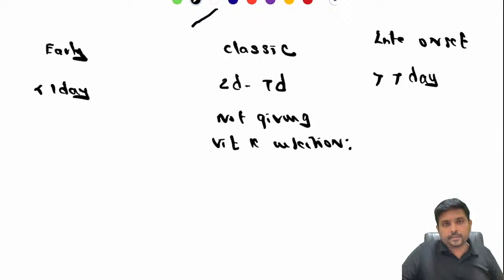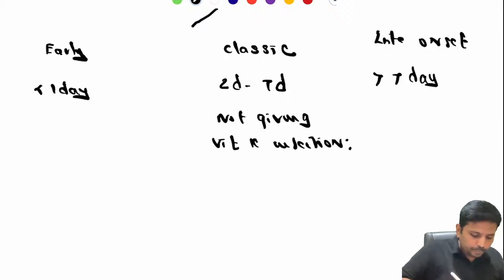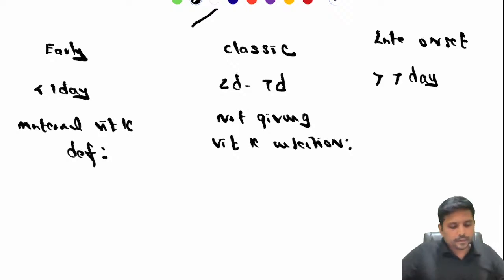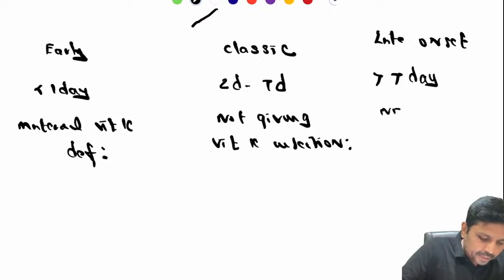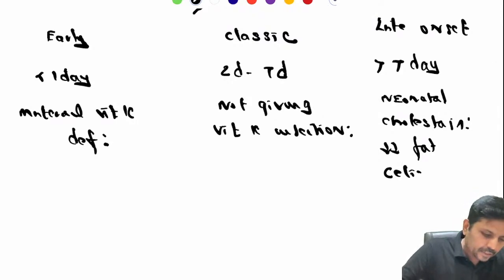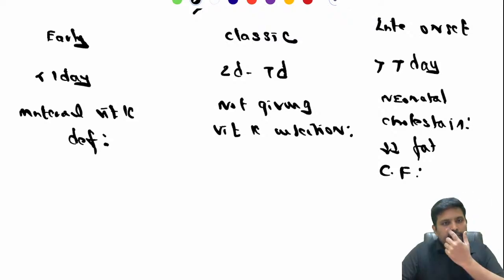Whereas early onset hemorrhagic disease of newborn is due to maternal vitamin K deficiency. Late onset vitamin K deficiency, which occurs after 7 days, is mainly due to neonatal cholestasis, as a result of which there is reduced absorption of fat soluble vitamins. One cause is cystic fibrosis, causing pancreatic insufficiency.